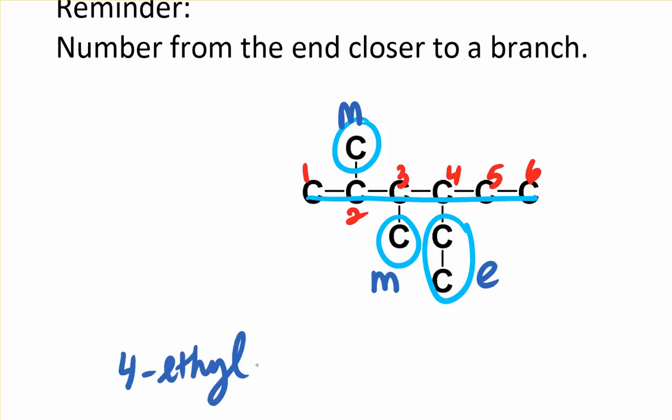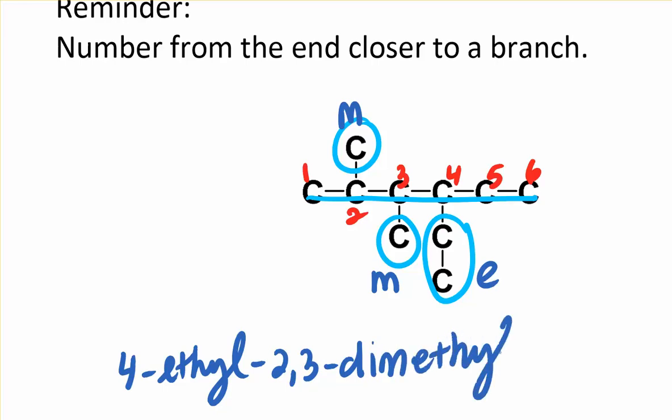4-ethyl. And then for our methyls, we have two locations, 2,3-dimethyl, and the last name is hexane. 4-ethyl 2,3-dimethylhexane, all one word, no spaces in the whole thing.